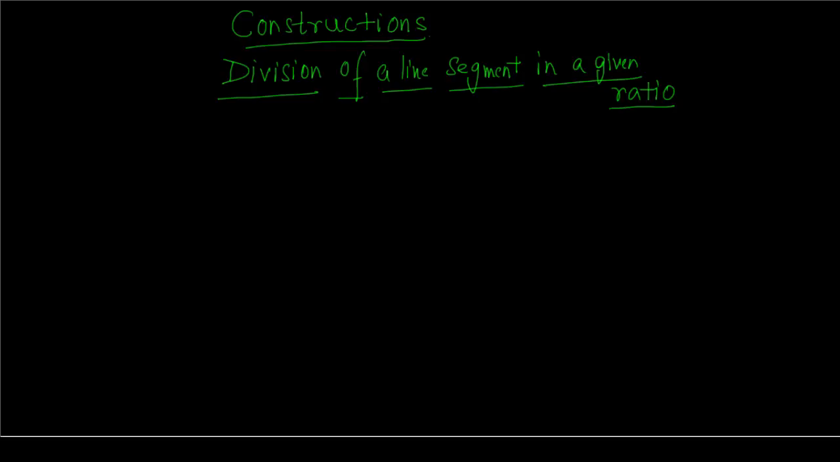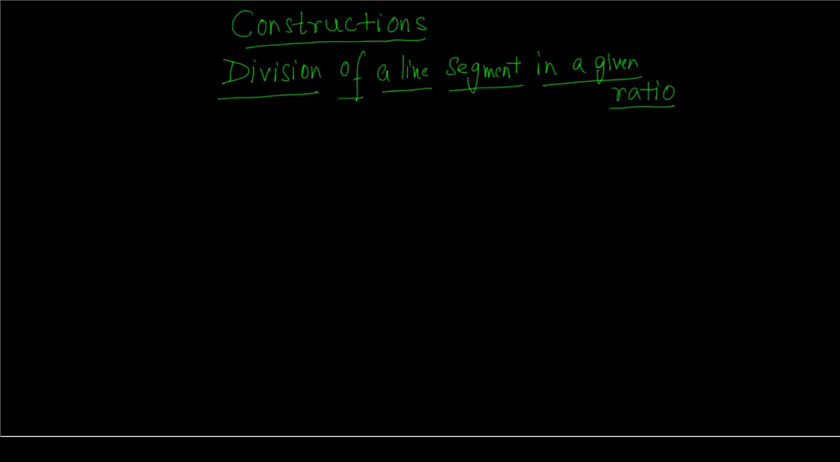And today we're going to take up another chapter in class 10th mathematics, and that is constructions. Now in constructions this year we have three main concepts. First is the division of a line segment in a given ratio. Second is the construction of similar triangles. And third is the construction of pairs of tangents to a circle.